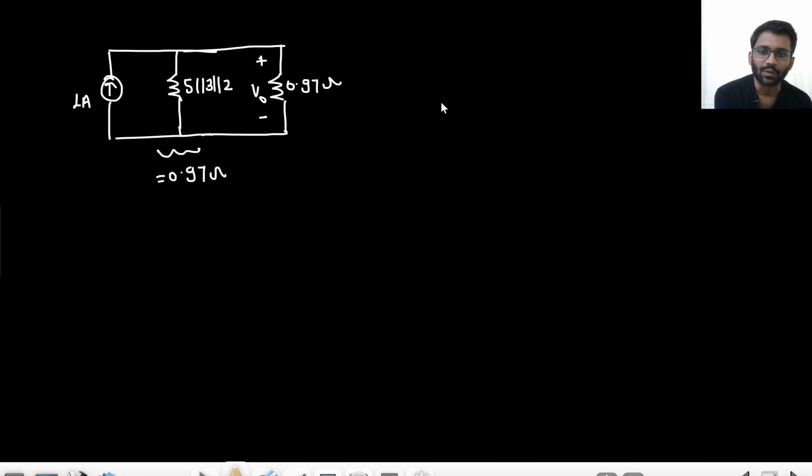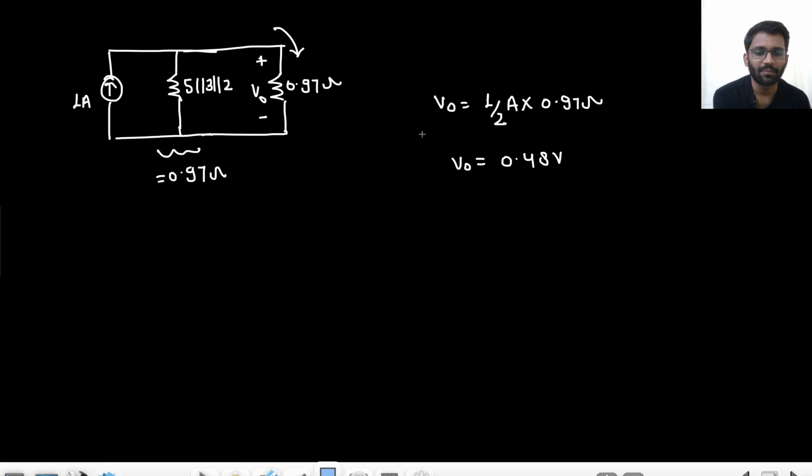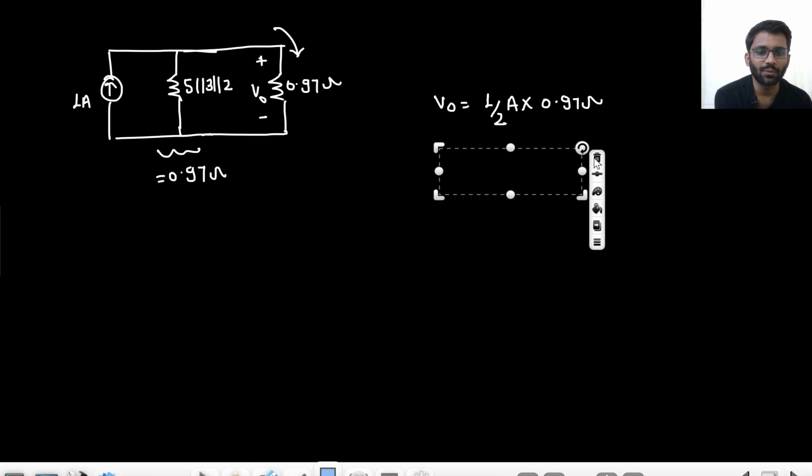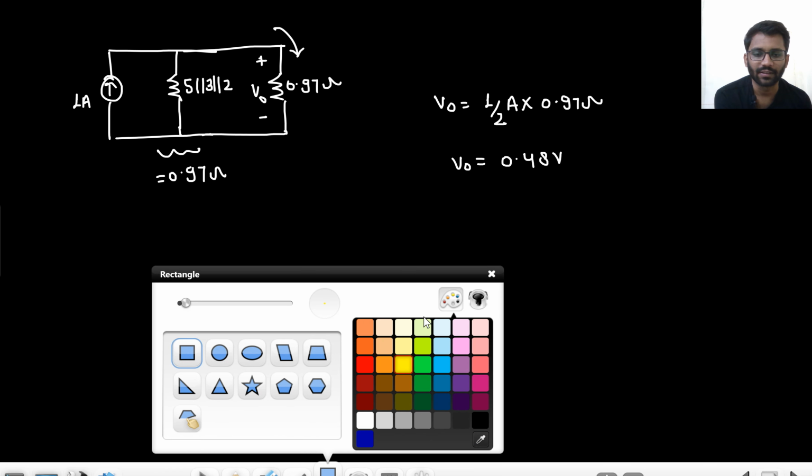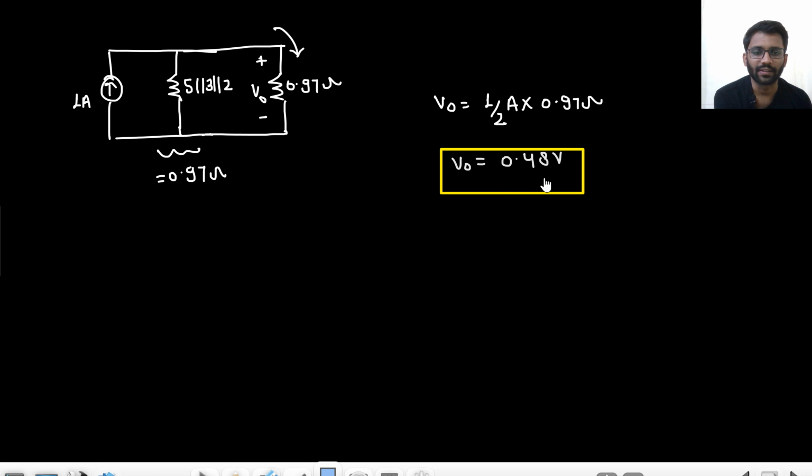Okay. So what will be my V naught? V naught will be, this 1 ampere current will be divided into two parts: 0.97, 0.97. So 1 ampere here, what will be the current going? That will be 1 by 2 ampere into the resistance, that is 0.97 ohm. Total I will get around 0.48 volt. Okay, so this is my V naught value. There are multiple ways you can find it. I just wanted to tell you about this method. That's it, nothing else. So this is also a method from which you can find the value of V naught.